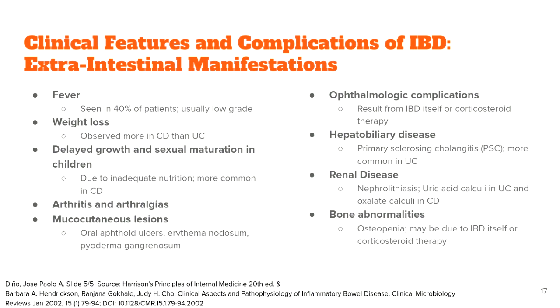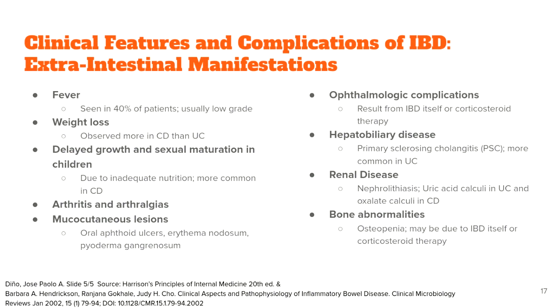Next, we have weight loss, which is observed more in CD than UC. We also have delayed growth and sexual maturation in children, and this is due to inadequate nutrition, but it is more common in CD rather than UC. It can also present as arthritis and arthralgias. You can also have mucocutaneous lesions such as oral aphthous ulcers, erythema nodosum, as well as pyoderma gangrenosum.